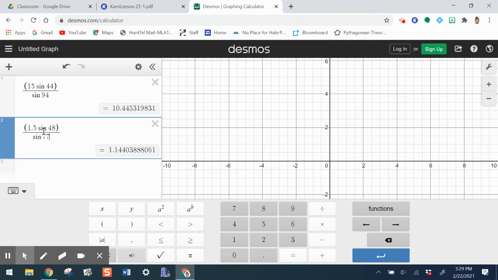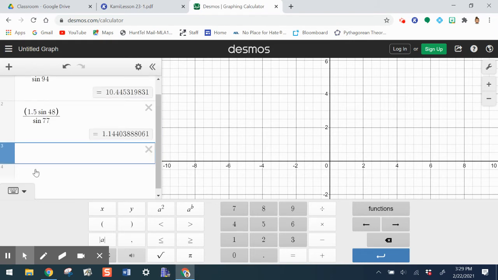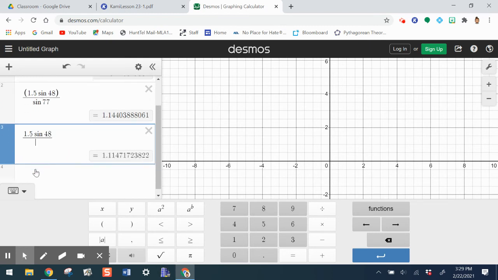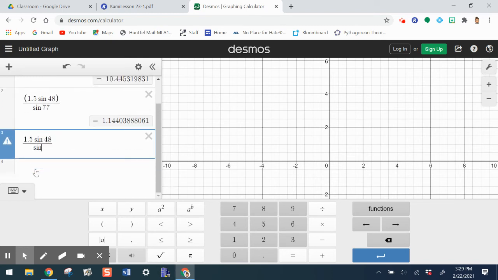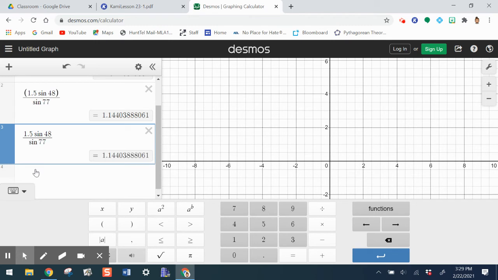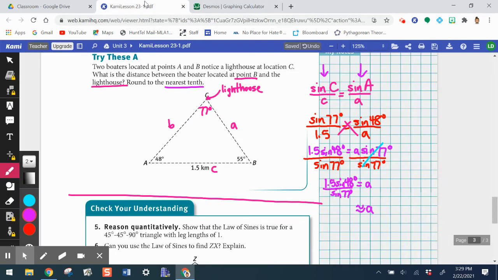Now, I want to show you what would happen. Desmos might be a little tricky here, but I'll show you what happens if you don't do that division or those parentheses. I'm going to do 1.5 sine of 48 divided by, oh, well, that's nice, sine of 77. That actually works out. I know that in the TI-83 graphing calculators, if you don't use parentheses, there's potential for it to give you a false reading. So it seems on Desmos that we can use parentheses or not, which is nice for us.